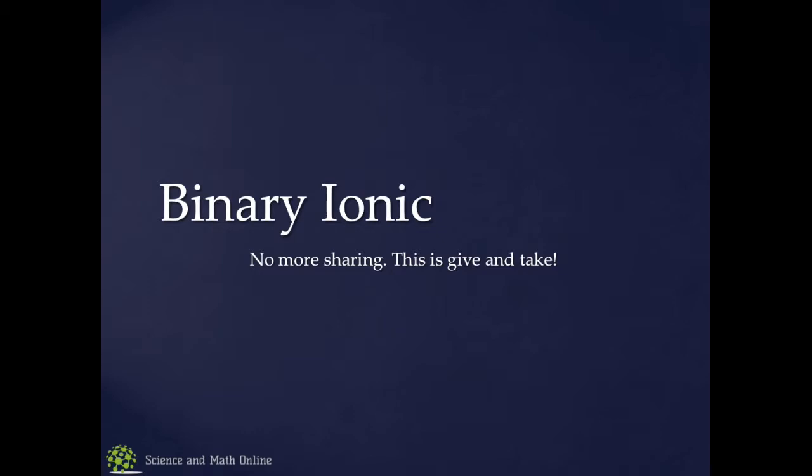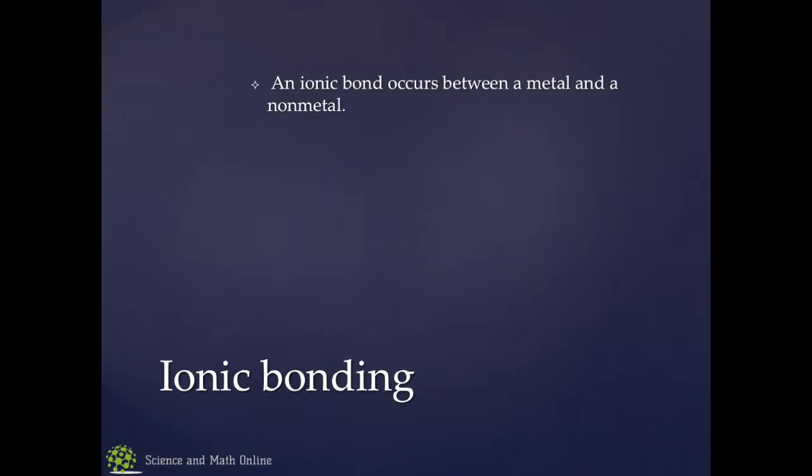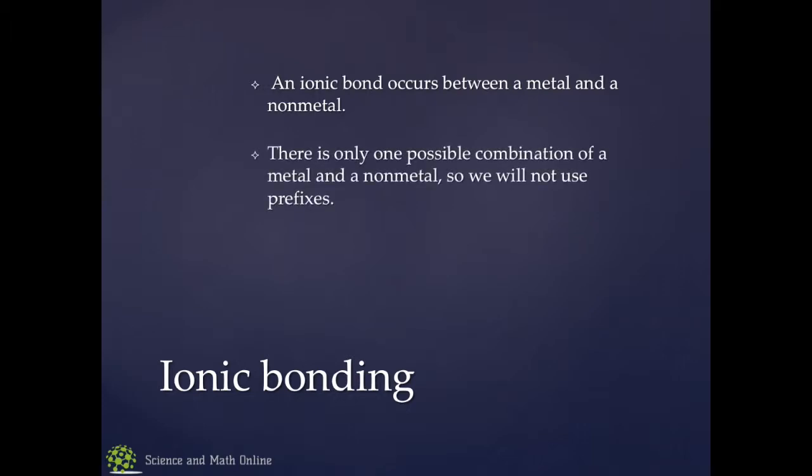So binary ionic. As the name kind of implies, ionic bond is all about not sharing anymore. We're giving and taking. And they occur between a metal and a non-metal, specifically here binary. And there's only one possible way they can ever combine. So we will not use prefixes. Okay? Because when sodium and chlorine combine, there's only one way they can do it, and that's NaCl. There will never be NaCl2. It can't happen. It's not possible. So there's only one way it can happen, so no prefixes.